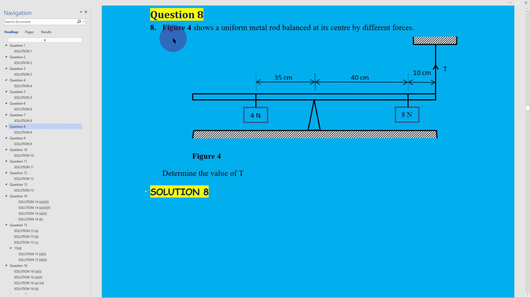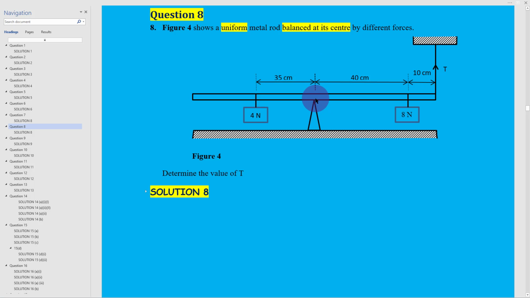In question 8, we are given that the figure shows a uniform metal rod. I want to put some emphasis here on this word, uniform. We are told that it is balanced at its center by different forces. Again, this is important because if it is balanced at its center, there is no need to know its weight or the position of its center of gravity.